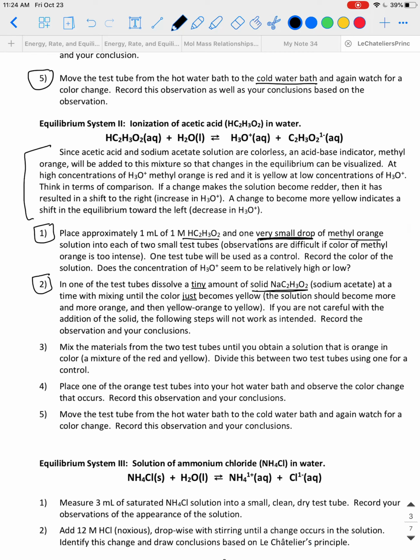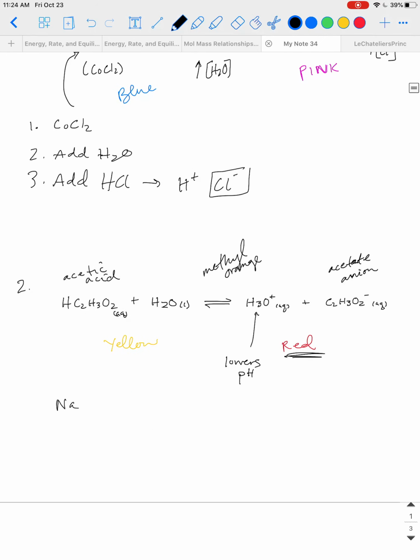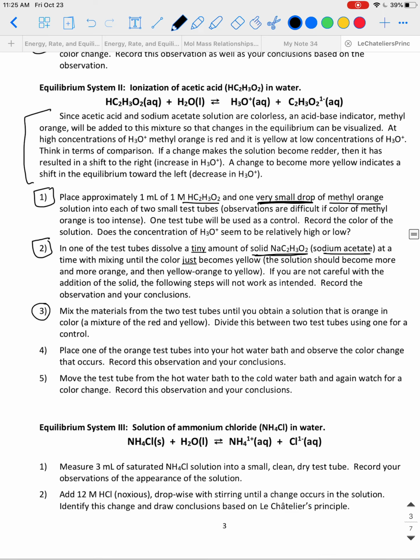So once you record that initial color, now you're going to add a tiny amount of sodium acetate, all right? Sodium acetate. What is that going to do? Sodium acetate is also an ionic compound, Na, so in solution, it's going to break up, see, acetate, C2H3O2. In solution, it's going to break up into Na plus and C2H3O2. So what you're really adding are acetate ions, and that is a product. So what we're doing when we do this is we're increasing the concentration of this acetate anion. What is that going to do to equilibrium? That's what you need to be thinking. And you should see a color change.